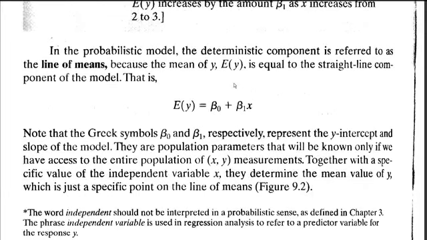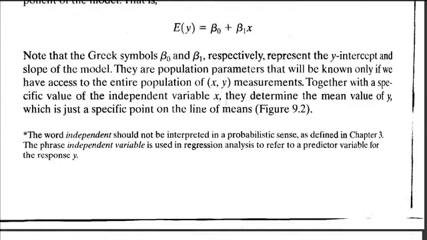Okay, note that the Greek symbols beta sub 0 and beta sub 1 respectively represent the y-intercept and the slope of the model. They are population parameters that will be known only if we have access to the entire population of x, y measurements. However, we don't generally have that. Together with a specific value of the independent variable x, they determine the mean value of y.